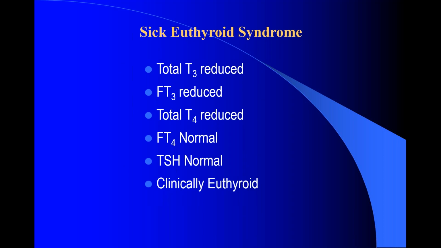Then you can also be asked to write a short note on sick euthyroid syndrome, where total T3 is reduced, free T3 is reduced, TSH is normal. TSH is normal, but the thyroid is not at fault. That is sick euthyroid. So clinically, the patient will be euthyroid, but these values will be reduced.